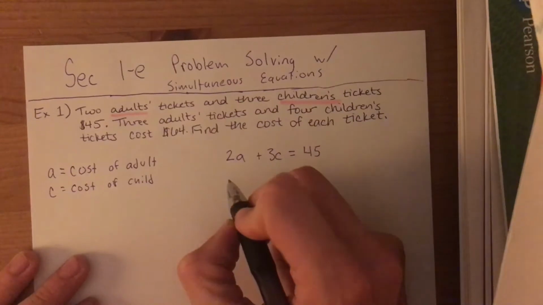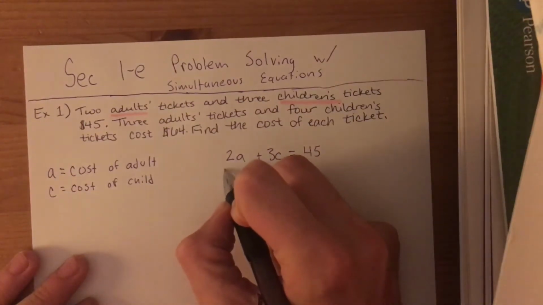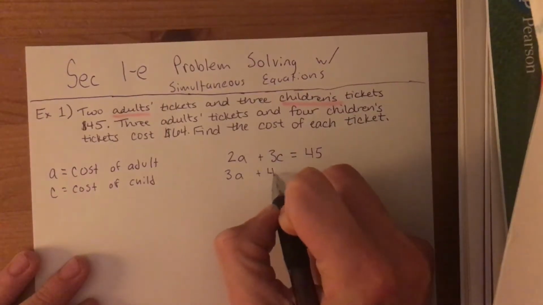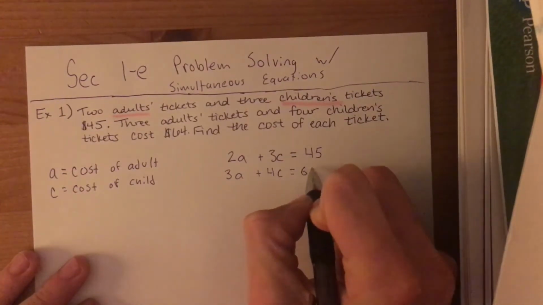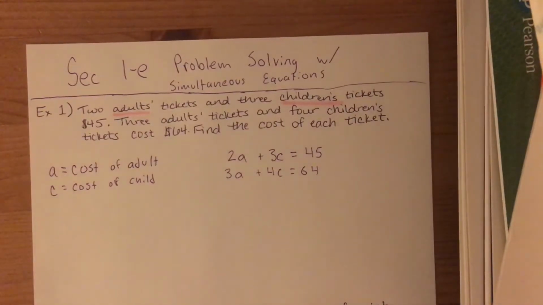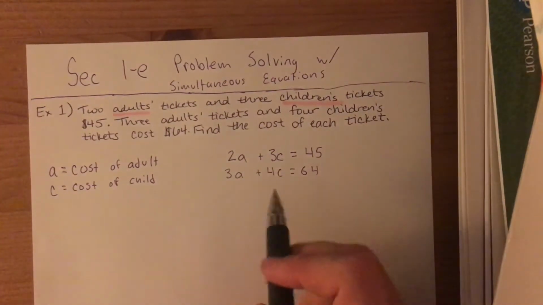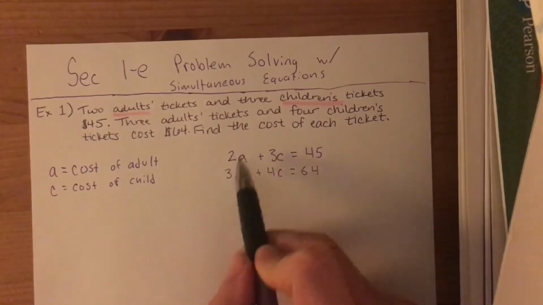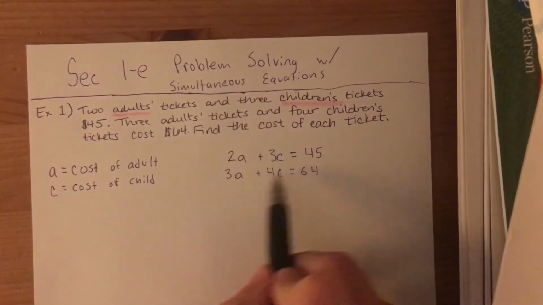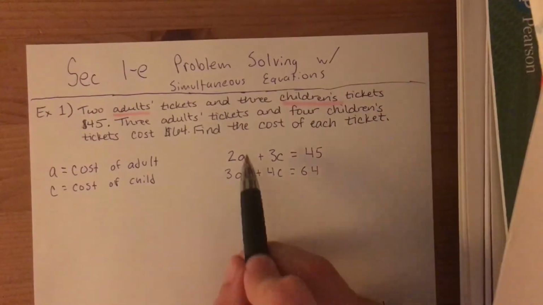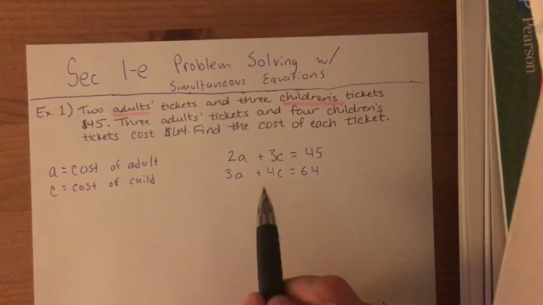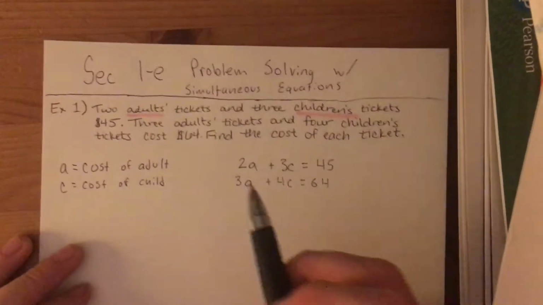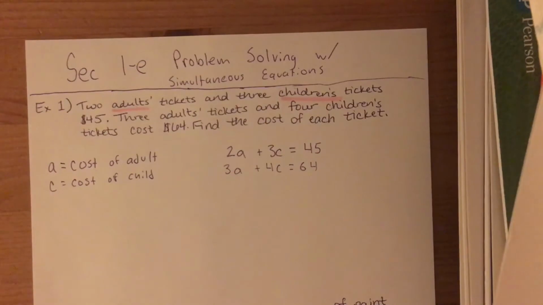The next thing that we can do is, okay, 3 adult tickets, so that would be, in this other scenario, 3A plus 4C equals 64. Now, what we can do now is these equations, A and C, are both the same values here. So we can perform math operations across these equations. We can add these equations together. We can subtract these equations. We can multiply one equation by something because A and C are the exact same values here.